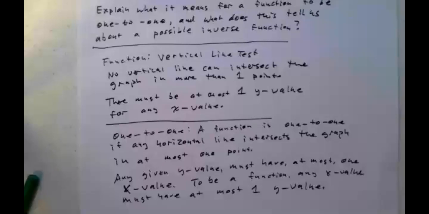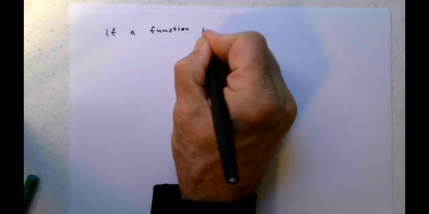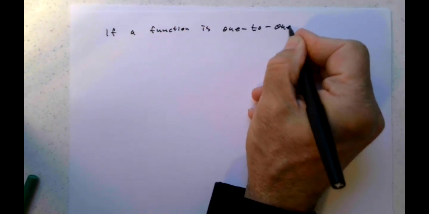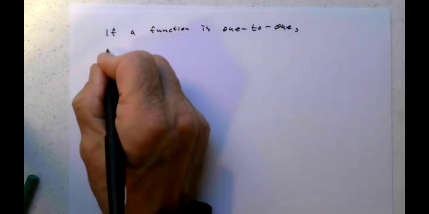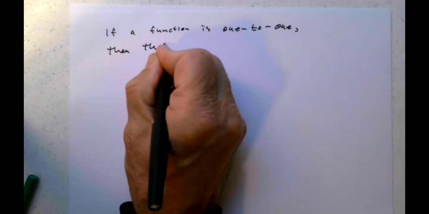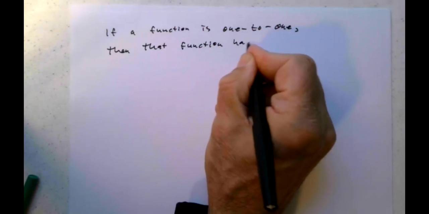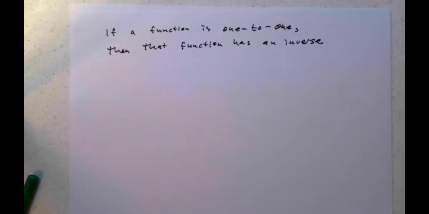And then what do we say about this? If a function is 1 to 1, then it has an inverse. So that's our big fact. If a function is 1 to 1, which means any horizontal line cuts it in at most 1 point. And of course, to be a function, any vertical line cuts it in at most 1 point. So if a function is 1 to 1, then that function has an inverse. So we'll just take a look at a couple graphs that would behave that way.